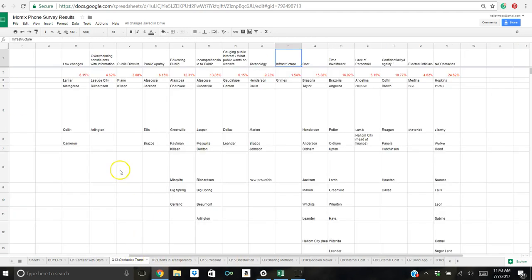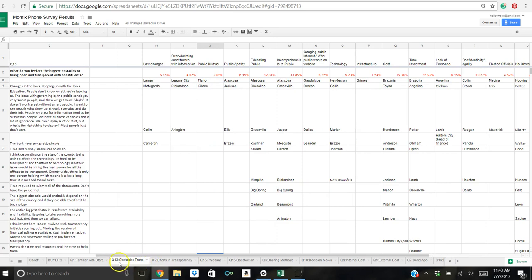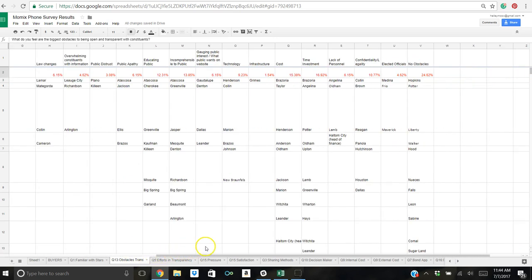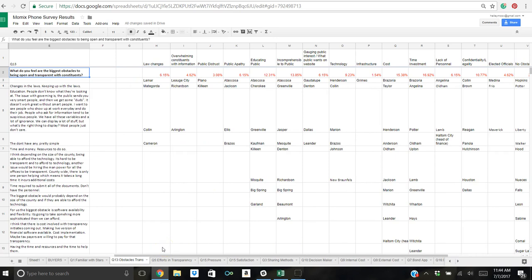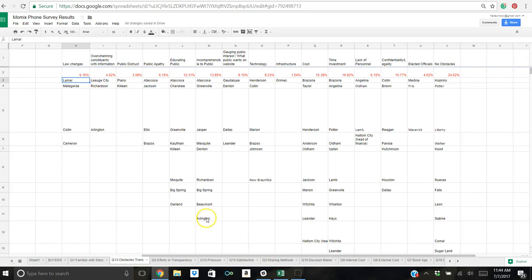Now, creating the categories is not always as simple as you saw on that question. So moving to my next sheet, the question was, what do you feel are the biggest obstacles to being open and transparent with constituents? And as you see, I have a lot of bins on this question. And I also followed a different binning technique where I wrote the names. But I don't recommend this. I would recommend doing the numbers like I showed you on the previous one, because it will make the analysis easier. Anyway, the point of showing this sheet to you is to talk about what to do when you have a lot of bins.